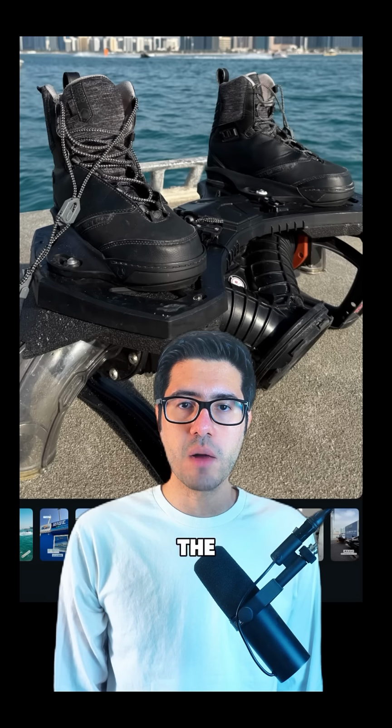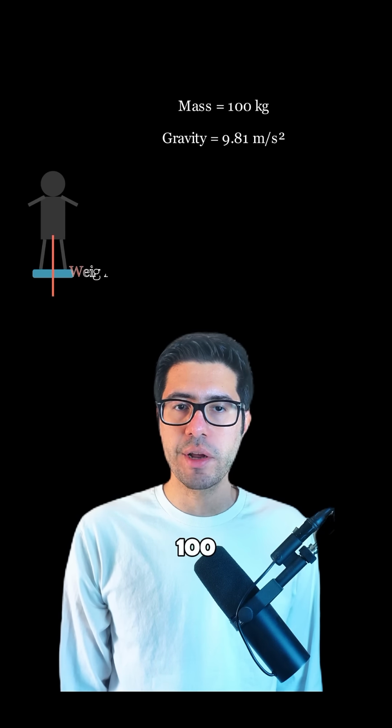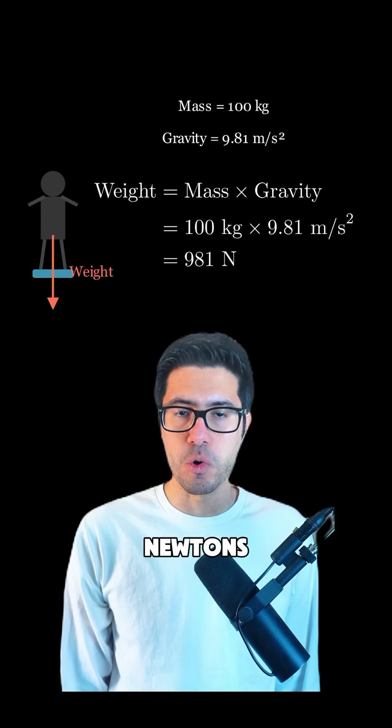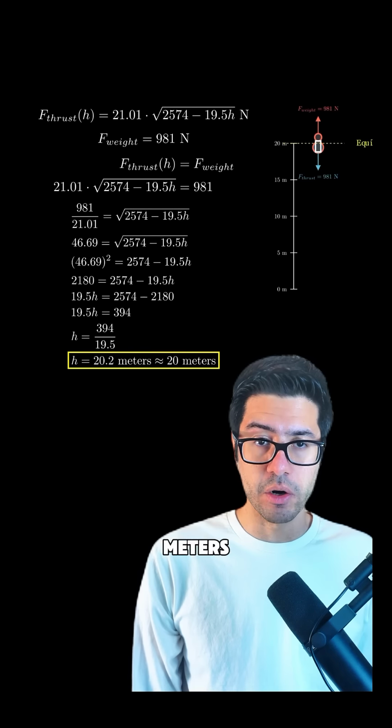I also found the model of the flyboard to make sure the nozzle diameter is enough to support the water flow. If the combined mass of the person and the equipment is 100 kilograms, the downward force due to gravity is 981 newtons. I then put these two forces equal to each other and solve for h, the equilibrium height, which I calculated to be 20 meters, which is greater than the 15 meters he was flying at, meaning the video is real.